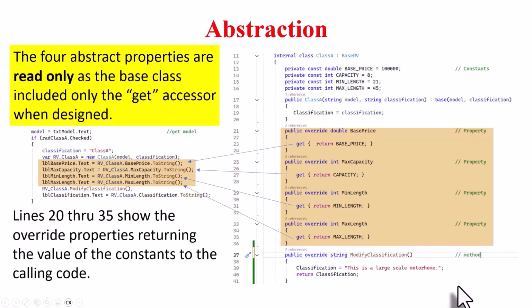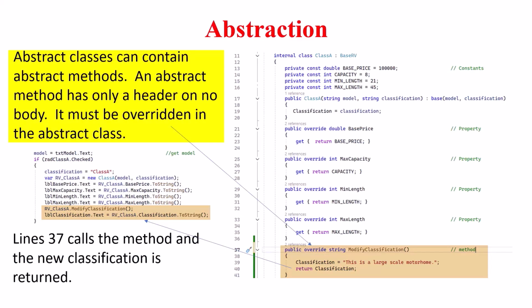The four abstract properties are read-only, as the base class includes only the get accessor when designed. And you can see we're bringing those in from that Class A, based on the base RV class. Lines 20 through 35 show overriding properties returning the value of the constants to the calling code.